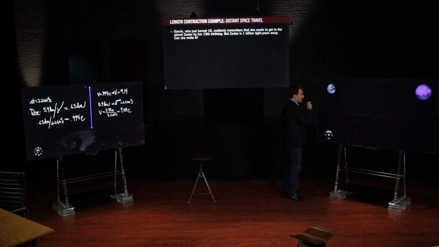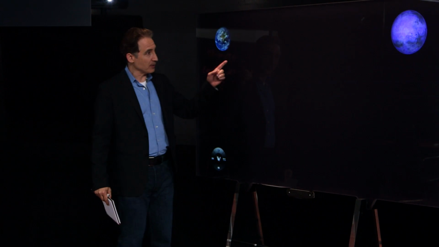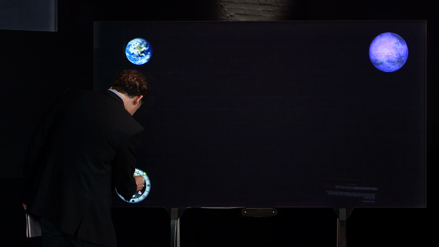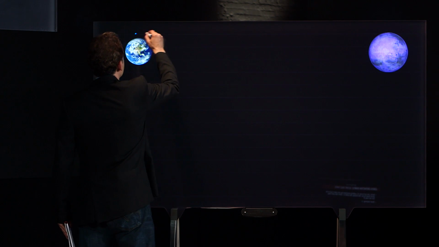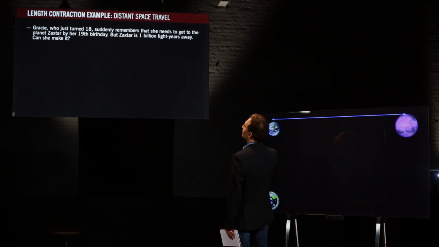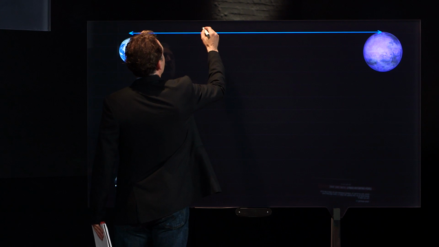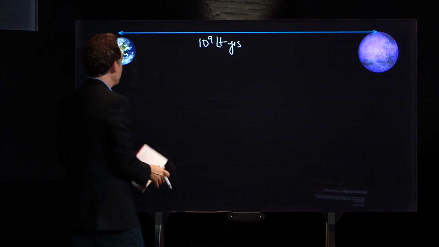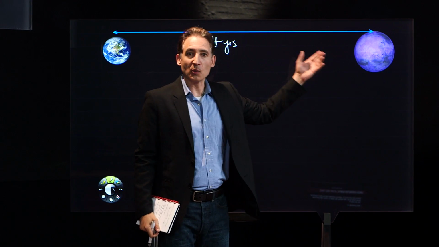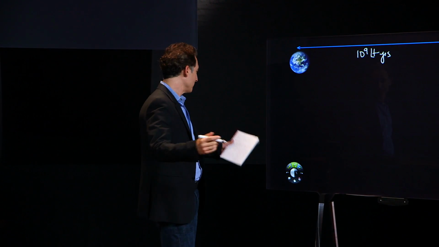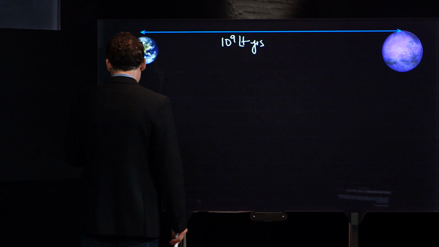So at first sight, the notion that Gracie could travel from Earth to the planet Zaxtar in 1 year, even though the distance between these guys is so incredibly far, that just seems kind of preposterous, right? So this distance over here is 1 billion light years. Is that what we were told? Yeah, goodness gracious. So this is 10 to the 9 light years. Can she travel from here to here in 1 year? Naively, no. But the answer actually is yes when we take into account all of the effects of relativity. Let's see how that goes.